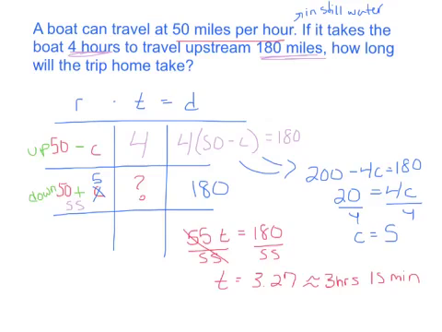So that's basically current problems. The biggest thing is with the setup to remember that you're doing the rate of the object plus the current if it's headed downstream, or with the current, and the rate of the object minus the current if it's headed upstream.